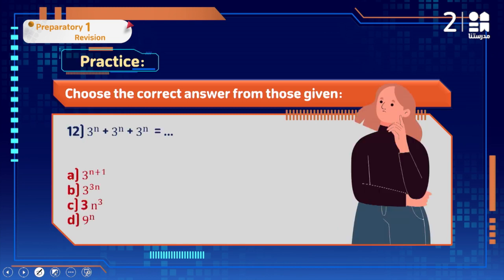Number 12, also I have the two ways. What do you prefer to do it with? Okay, 2 to the power of n plus 3 to the power of n plus 3 to the power of n plus 3 to the power of n. We don't know this n to evaluate it, so I have to factor.